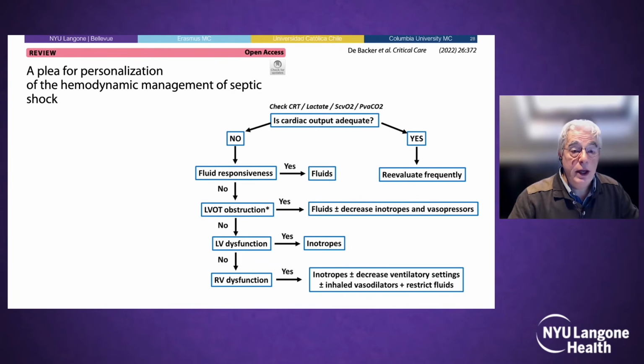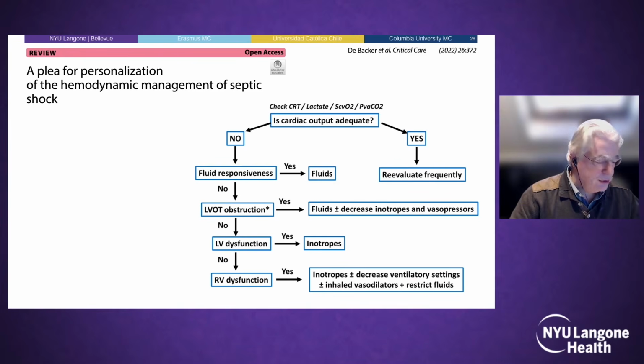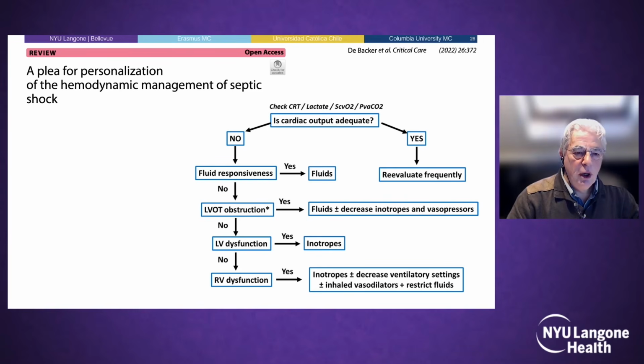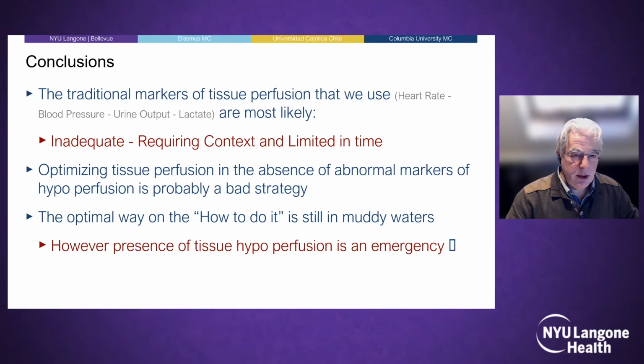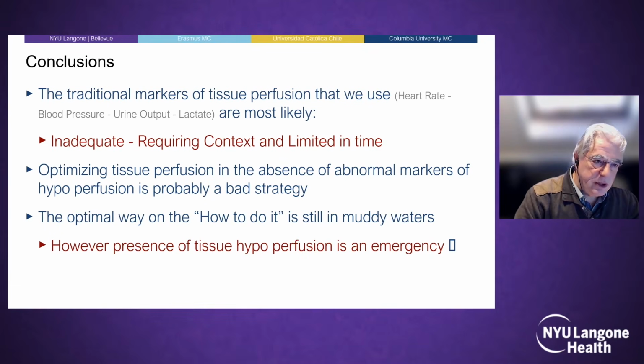And then they go into what we should do, could do, and then they go into fluid responsiveness, left ventricular outflow fraction, left ventricular dysfunction, and right ventricular dysfunction. And I would absolutely encourage you to read this paper because it's very helpful on choosing what to do if you assess in your individual patient that perfusion is not adequate.